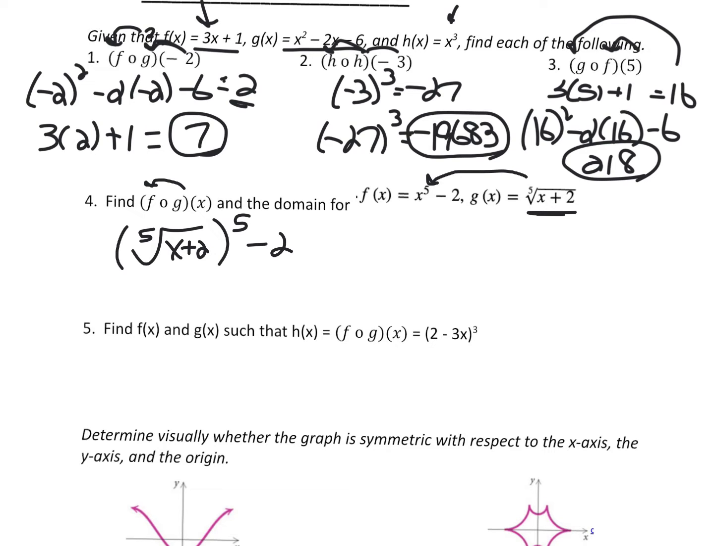Now we're going to work that out. If you raise a 5th root to a 5th power, they just cancel. So it gives you x plus 2 in there, minus 2. That's just x. Okay, that works, not that difficult.